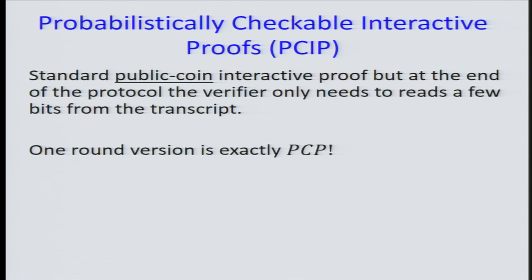And if you think about it, the one-round version is exactly the notion of a PCP, right? It's just the prover sending over one message. The verifier just looks at a few locations and decides whether to accept. Otherwise it's a regular public coin interactive proof. The verifier chooses random coins, sends them over to the prover. Prover sends a message. Verifier tosses coins, sends a message. Prover sends a message, and so forth. But at the end of the protocol, when the verifier needs to decide whether to accept or reject, it will at random look at a few locations in the transcript.